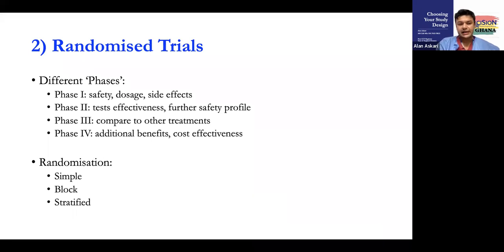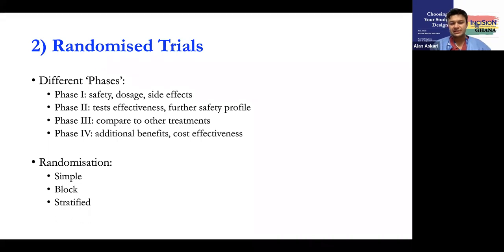Phase one is usually a safety, dosage and side effect kind of study, where they take a small number of participants and give them a dose of a drug, or try a new technique or new technology on them. They usually try on animal models first, and then this is like a first-in-humans type of study.